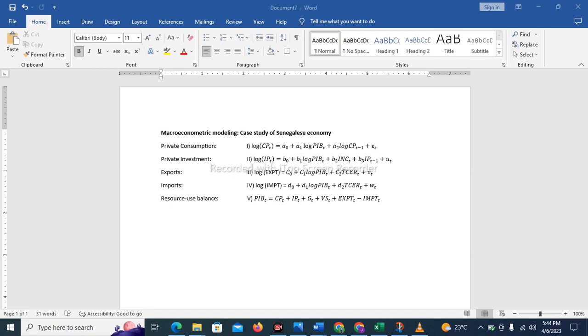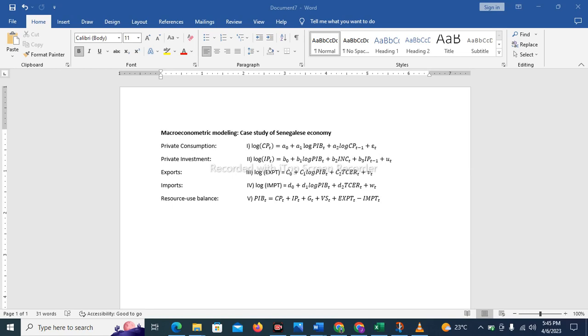Then we have the imports, and they depend on the level of domestic activity and the competitiveness of locally produced goods relative to foreign produced goods. Lastly, we have an accounting equation here, and it defines the resource use or resource employment balance, and it defines equality between aggregate supply and aggregate demand in an open economy.